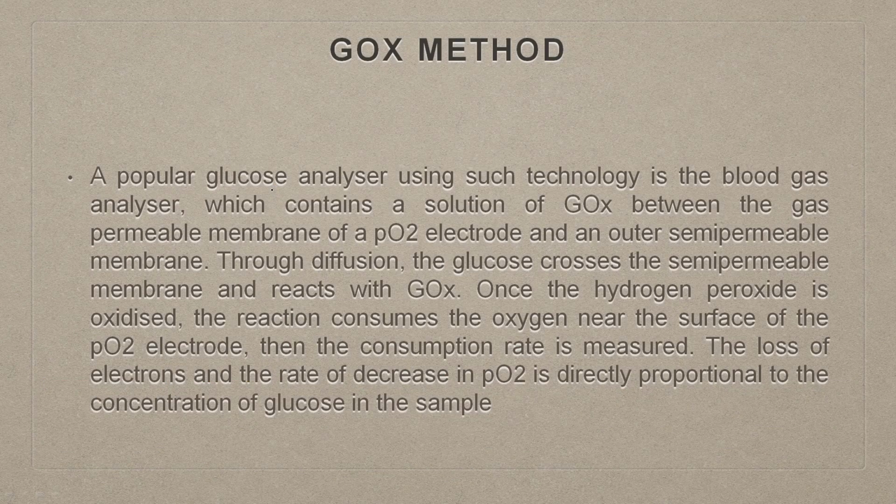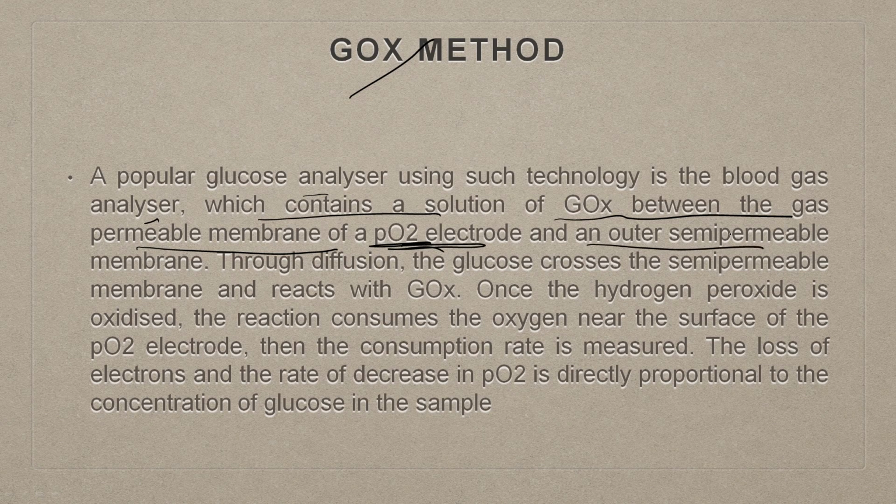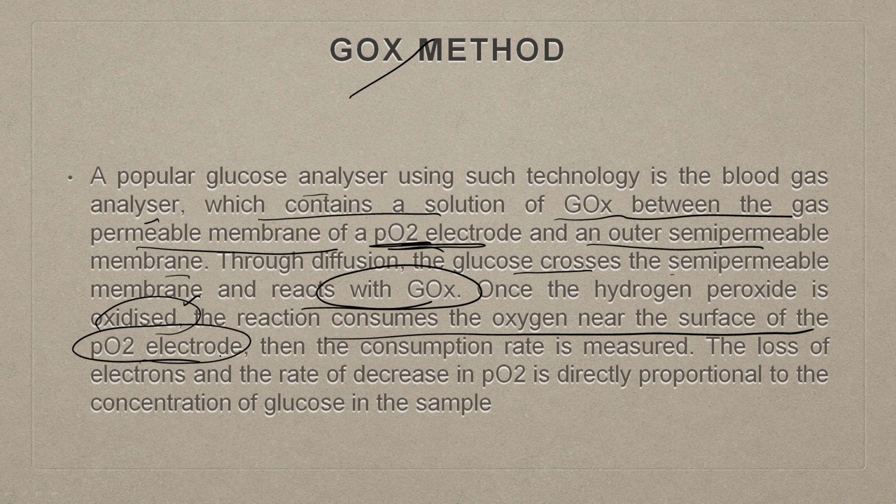Now, in terms of the glucose oxidase method, a popular glucose analyzer using such technology is the blood glucose analyzer, which contains a solution of glucose oxidase between the gas permeable membrane of an oxygen electrode and an outer semi-permeable membrane. Through diffusion, the glucose crosses the semi-permeable membrane and reacts with glucose oxidase. Once the hydrogen peroxide is oxidized, the reaction consumes the oxygen near the surface of the oxygen electrode. Then the consumption rate is measured.